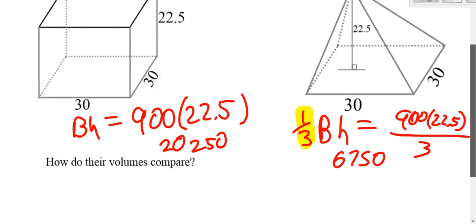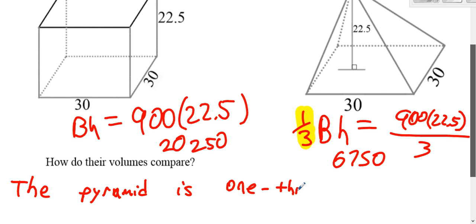So the difference is the pyramid is 1/3 of the prism.